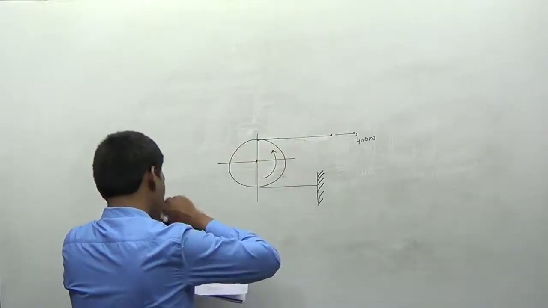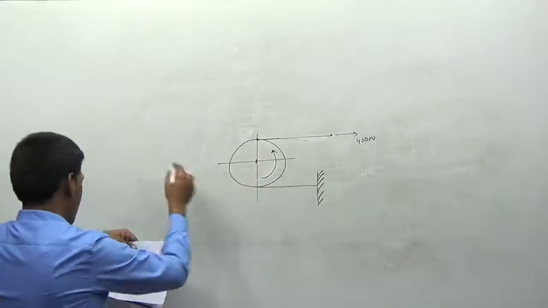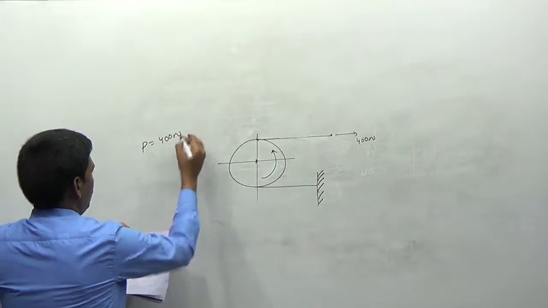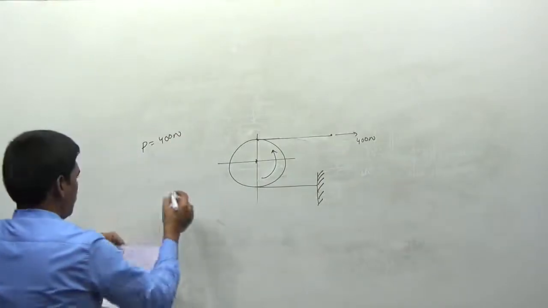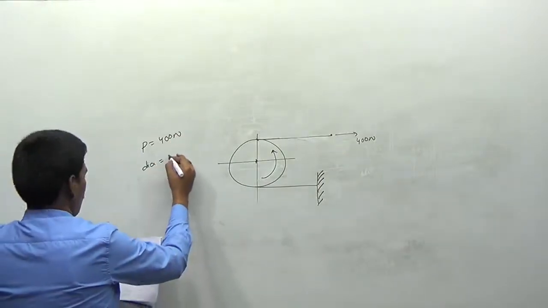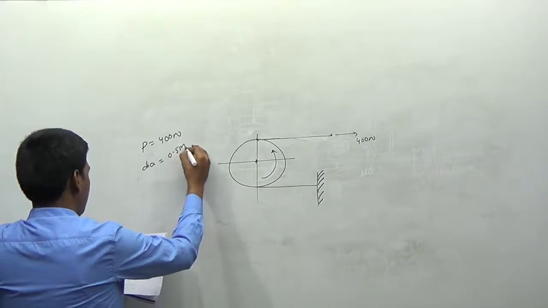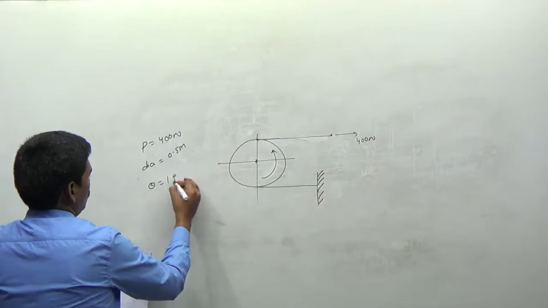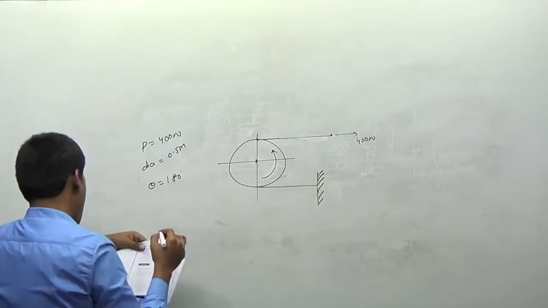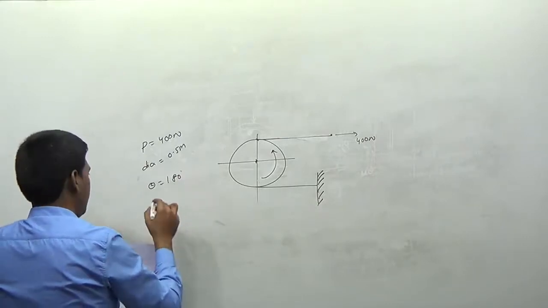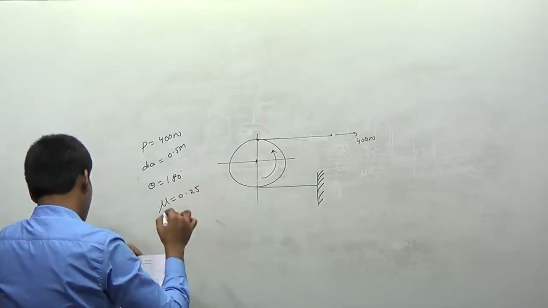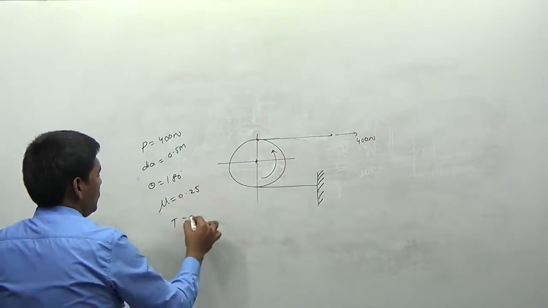Rotating in this way here, we are applying a force of P equal to 400 newtons. The diameter is equal to 0.5 meters, and the wrapping angle theta is equal to 180 degrees, it is given. The coefficient of friction between the drum and the brake is mu equal to 0.25. The braking torque applied will be equal to how much?